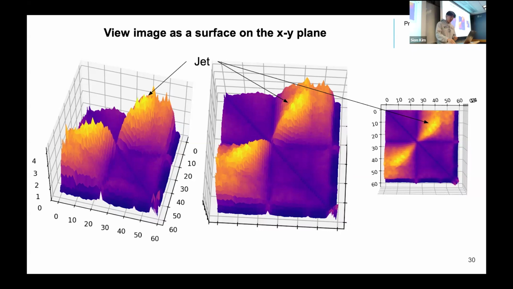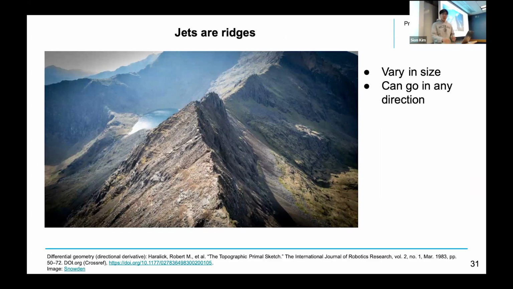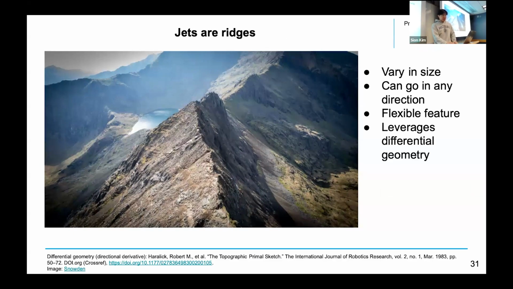And why does that help? Well, I'm going to make a claim here that jets are ridges. And ridges are a feature that's quite prominent in conventional image processing. Ridges vary in size and can go in any direction. It's quite a flexible feature, and it leverages concepts from differential geometry. So what exactly does that mean?